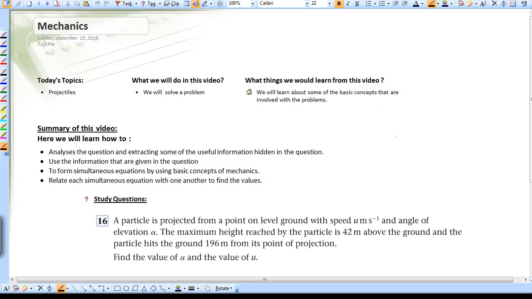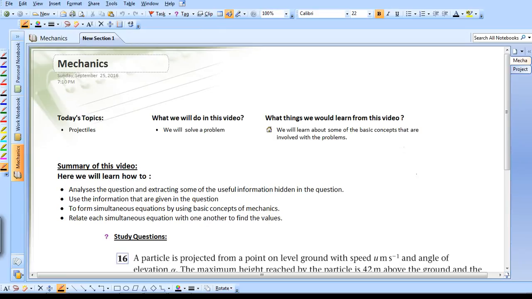So this is the study question that we will do today. A particle is projected from a point on level ground with speed u per second and angle of elevation alpha. The maximum height reached by the particle is 42 meter above the ground and the particle hits the ground 196 meter from its point of projection. Find the value of alpha and the value of u. Now let's solve this problem.